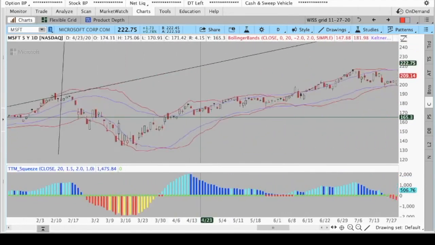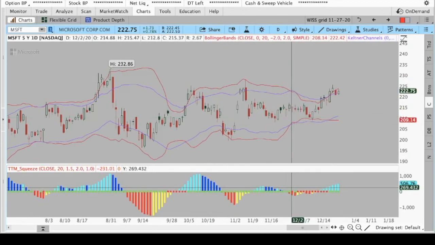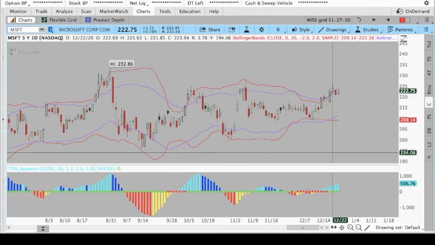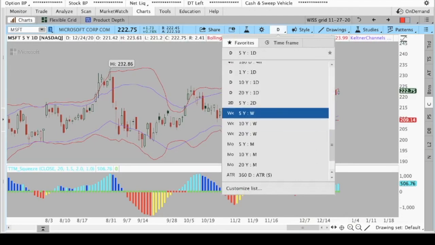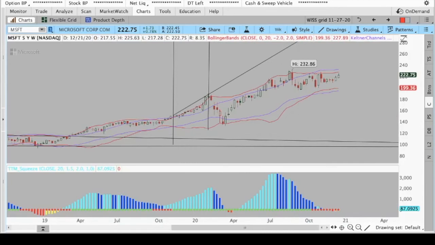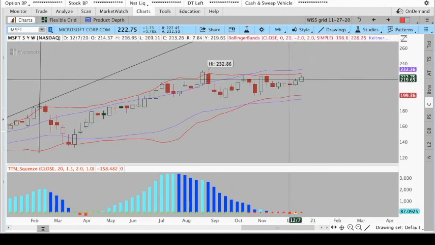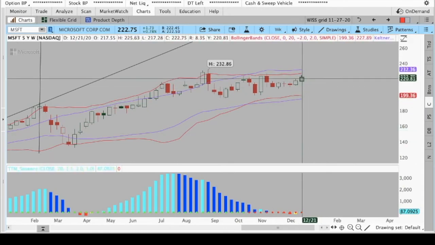So if we go over here and look at the daily chart right now, we started into a squeeze around the beginning of December. It looks like we started breaking out of this squeeze right before Christmas, around the 20th, 21st of December. If we go back to the weekly chart, you can see that we're still in the squeeze on the weekly chart. We're still in this compression and consolidating on the weekly chart, but we've already broken out on the daily chart. So right now we're just waiting for this squeeze to start its momentum to the upside.